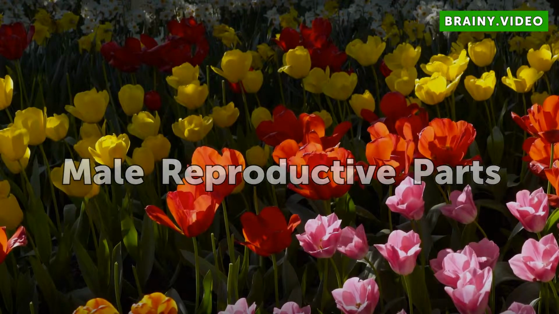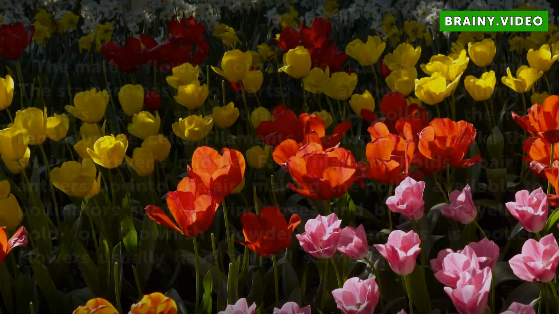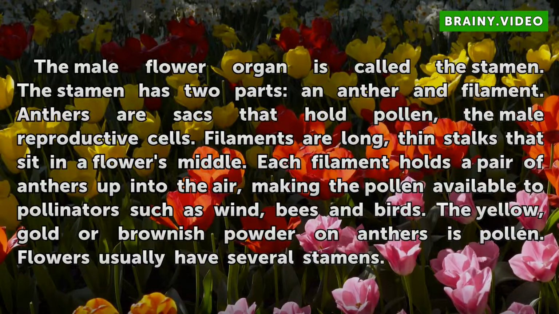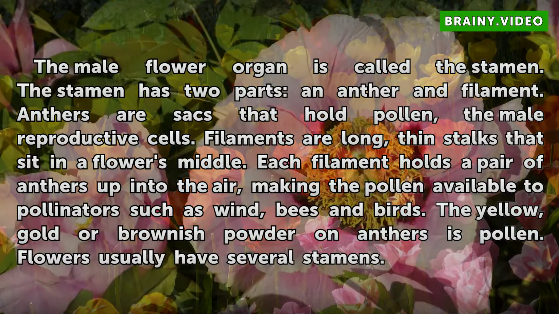Male reproductive parts. The male flower organ is called the stamen. The stamen has two parts, an anther and filament. Anthers are sacs that hold pollen, the male reproductive cells. Filaments are long, thin stalks that sit in a flower's middle.